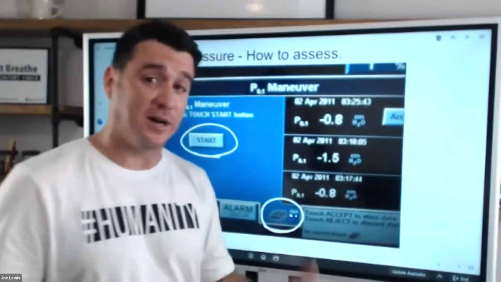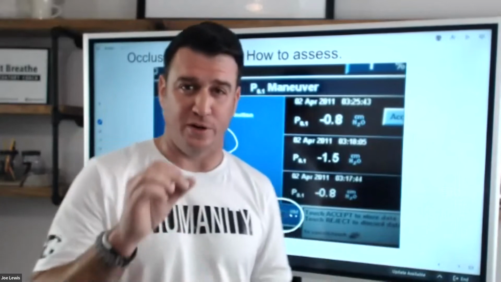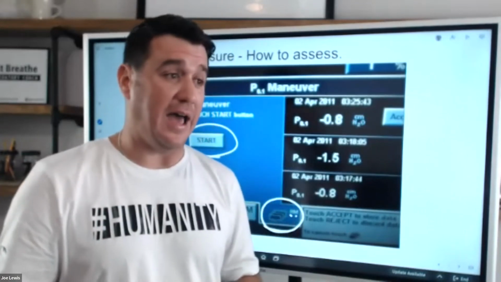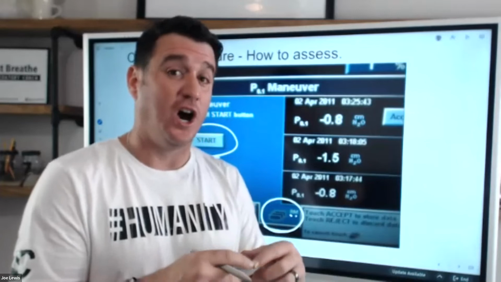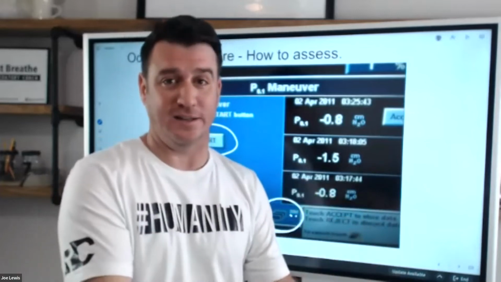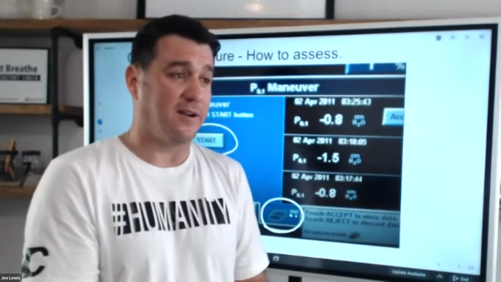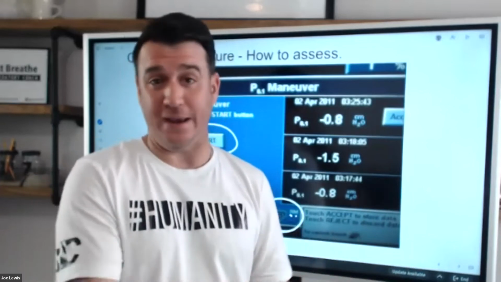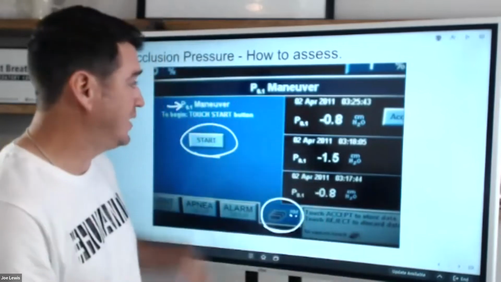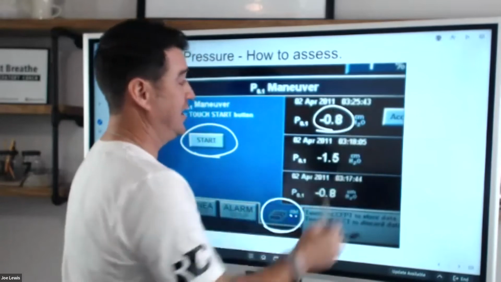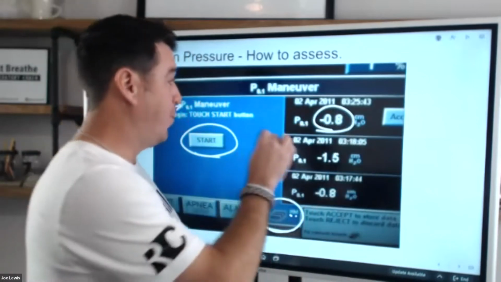And that is why some ventilators, I want to say it's the Servo, but don't quote me on that, actually assess the P100 on every breath automatically. So you can see where this has no interference with the patient. Now, when you do this, you will get a negative number such as this. So this one here is negative 0.8.